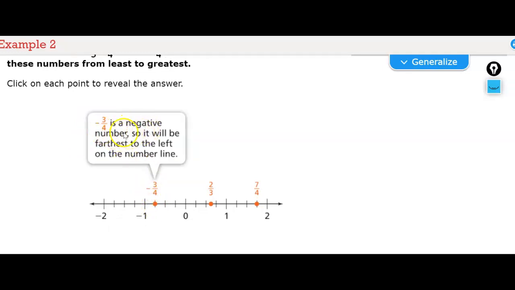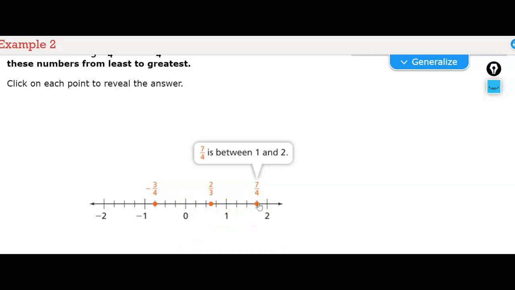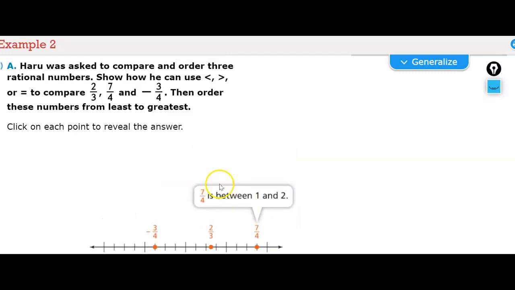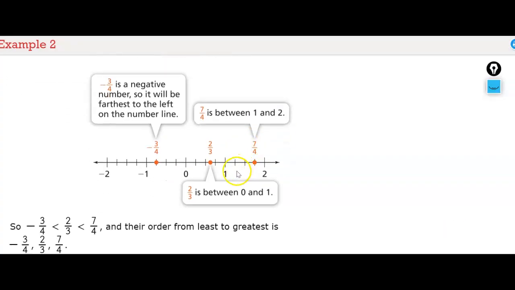Negative 3/4 is a negative number, so it will be the farthest to the left of the number line. 2/3 is between 0 and 1. 7/4 is between 1 and 2. So it asks us to order them from least to greatest. Negative 3/4 is less than 2/3, and 2/3 is less than 7/4.